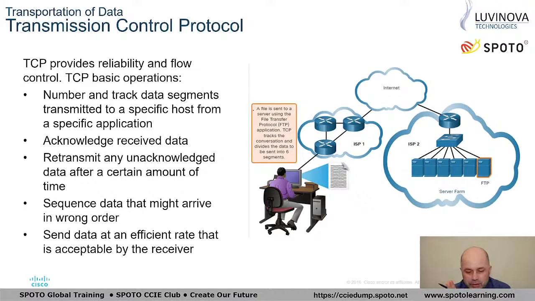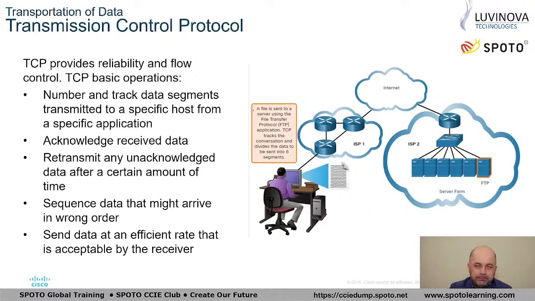TCP's basic operation is to number and track data segments transmitted to a specific host from a specific application. Track means Facebook to Facebook, WhatsApp to WhatsApp, a specific application to a specific application. It must be negotiated between them to use the same application to establish a channel of communication.